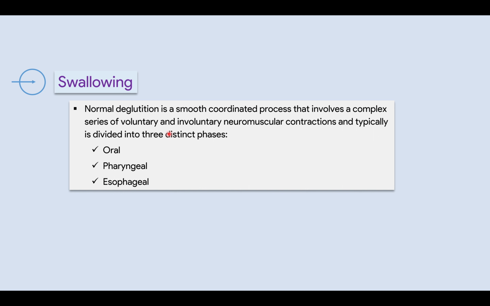Before going for a dysphagia, we should know what is the normal swallowing. So the normal deglutition is a smooth, coordinated process that involves a complex series of voluntary and involuntary neuromuscular contraction, and typically is divided into three distinct phases. The first one is oral phase, the second one is a pharyngeal phase, and third one is a esophageal phase.